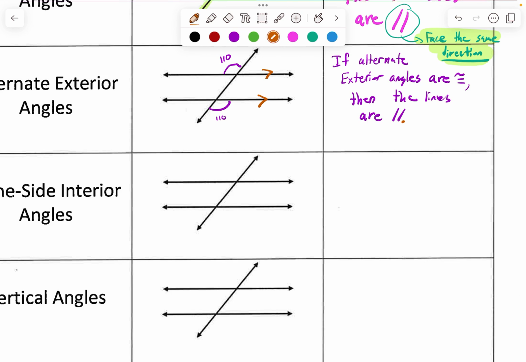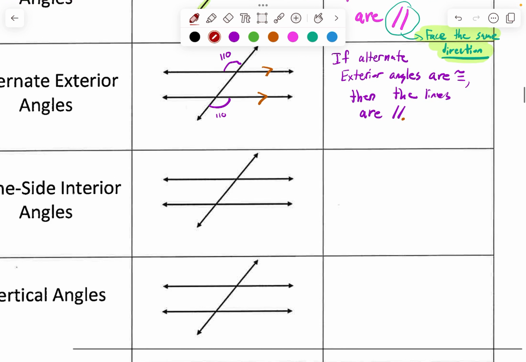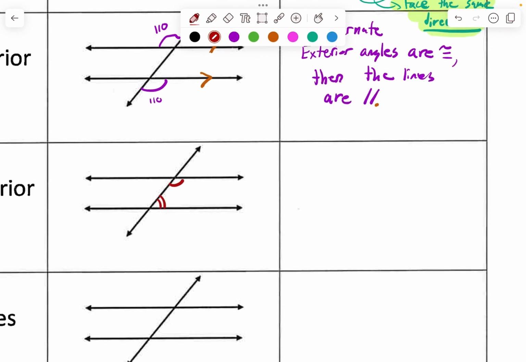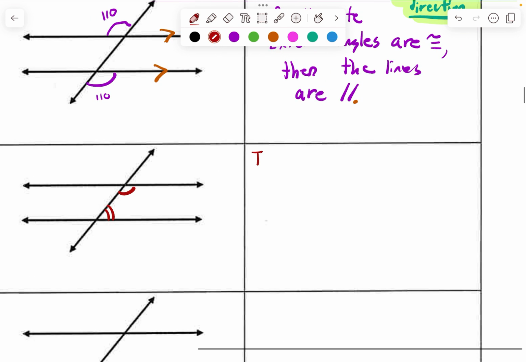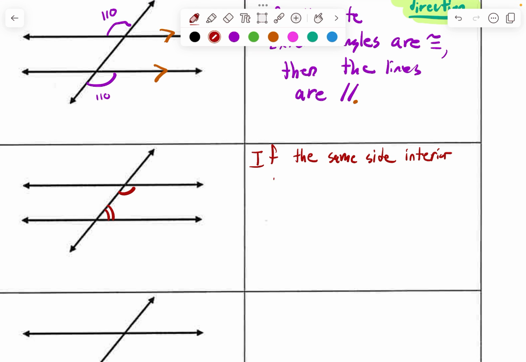Let's go that color. Same side interior. Same side interior. Different markings. If the same side interior angles are, here we go, supplementary.